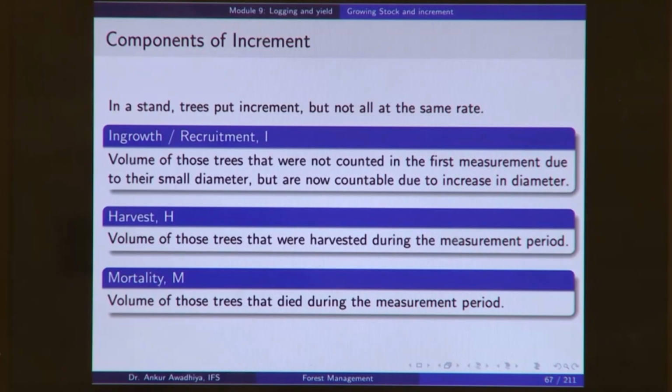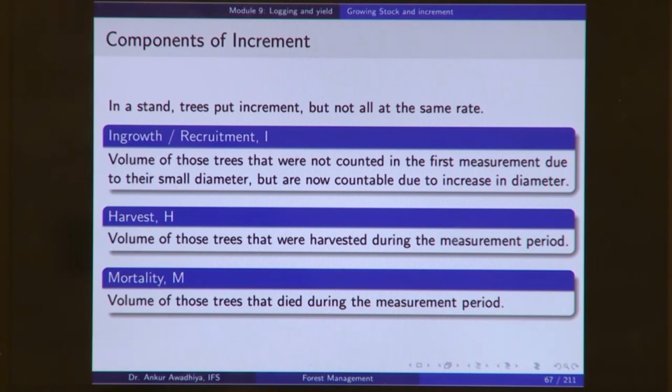Now, this increment is comprised of a number of variables. Different trees are putting up increment, but not all at the same rate and not all at the same time. So, when we look at the increment of a stand, we have to consider different phenomena that are happening. The first phenomenon is ingrowth or recruitment, which we represent as I. Ingrowth is defined as the volume of those trees that were not counted in the first measurement due to their small diameter, but are now countable due to increase in diameter.